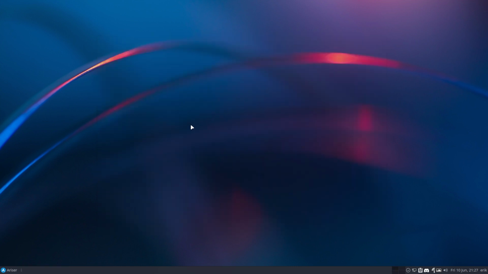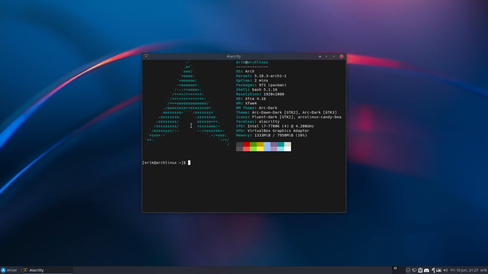Choices, that's all it is. And we have a system, and it's called ArcoLinux, built with the ArisER ISO, thanks to the Pico scripts. All right, cheers.